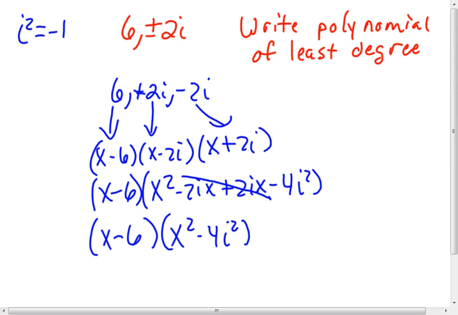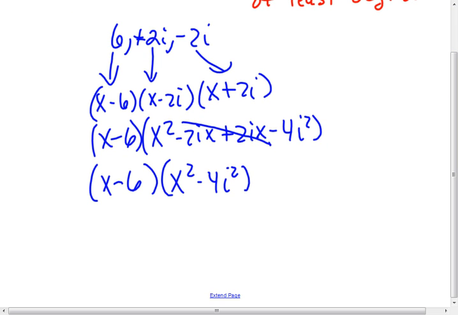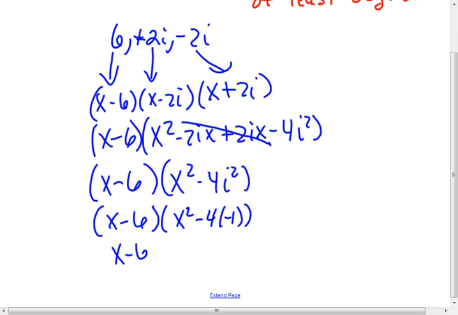Here's where our i squared equals negative 1 comes in. We can take the i squared in that second binomial and substitute negative 1. So we're going to have x squared minus 4 times negative 1. So that's going to be equal to x minus 6 times x squared plus 4. So the shortcut is, anytime you have an i squared, you change the sign of that coefficient.